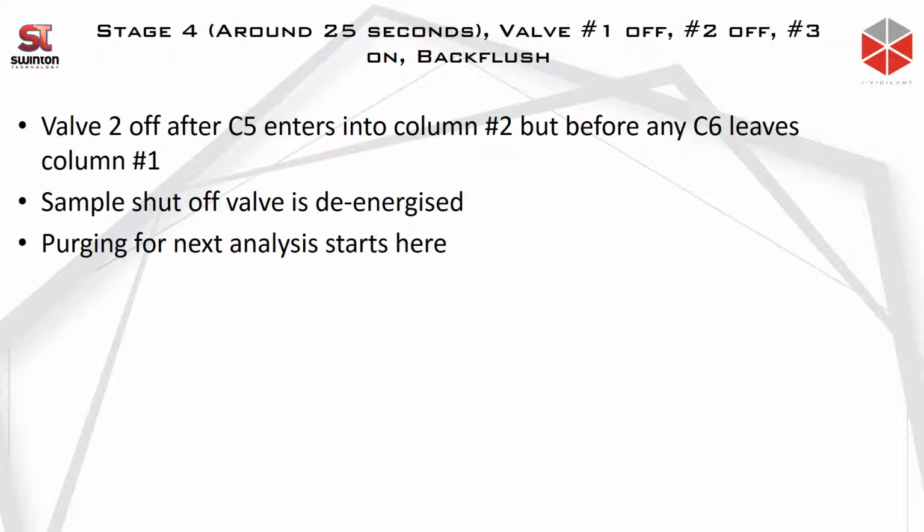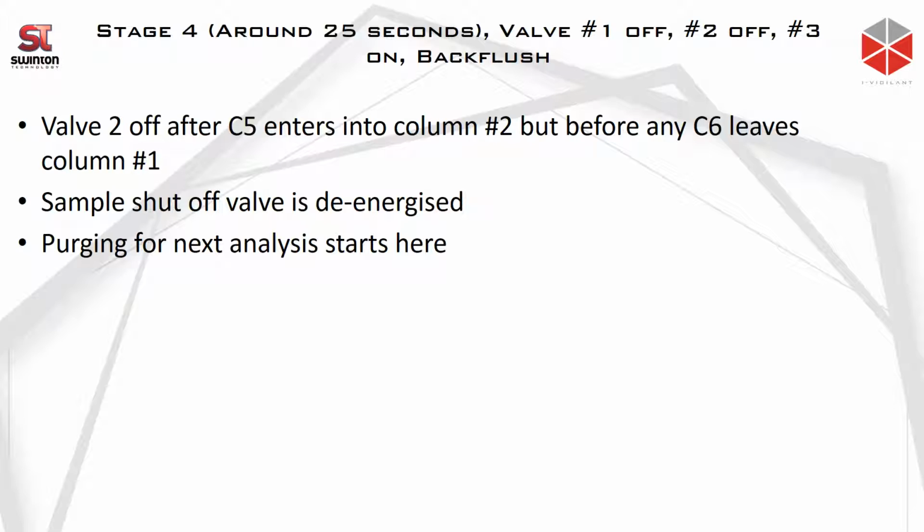On stage 4, this is what we call a backflush stage. What we see here is that valve 2 becomes off, so we have the condition of valve 1 off, valve 2 off, and valve 3 on. When valve 2 goes off, it has to happen after all the C5 enters column 2, but before any C6 leaves column 1. Otherwise, we will have a little bit of gases that goes into its unintended column.